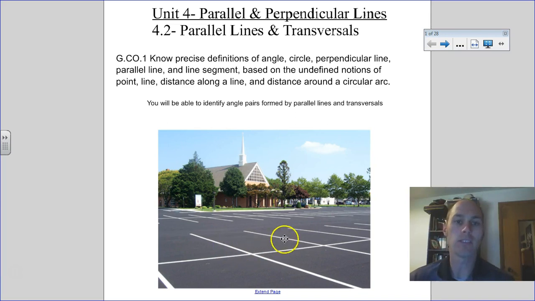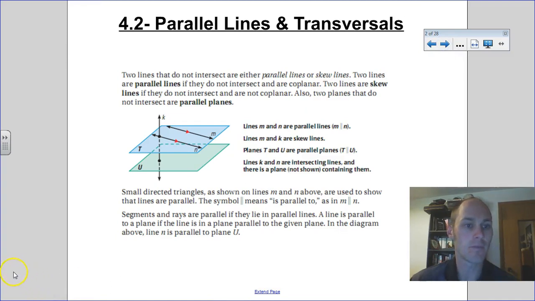Got the parallel lines with the spaces, and this line would be known as the transversal, whereas these are the parallel lines. So we'll talk about more of what that means and what happens with the angle pairs that are formed by all of those lines in just a little bit. First of all, though, let's talk about parallel lines and what that means.